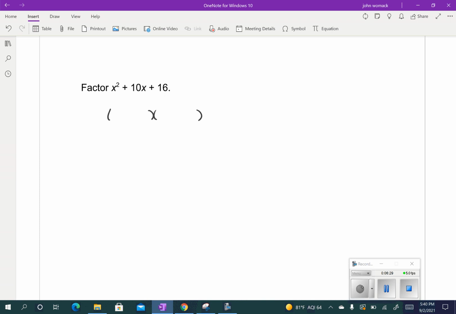Okay, how do I get the x squared? Got to have an x and an x there. When I times those two together, I have to get a positive 16. So let's make a list. It could be a 1 and a 16, or a 2 and an 8. 3 doesn't, 4 and 4, and we're done there.